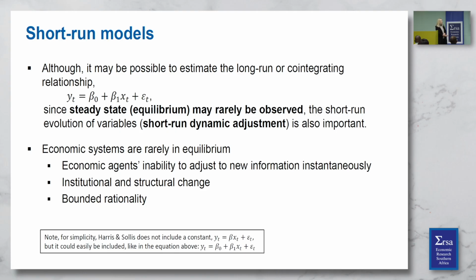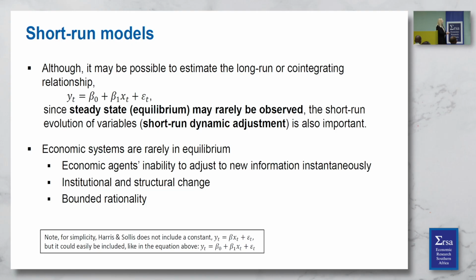Institutional and structural change, that's something that we have to deal with and adjust to. And then even the concept like bounded rationality, that is where we take decisions at the time based on the knowledge that we have, but it's not an optimal solution. It's just based on the knowledge that we have. So there's bounds on our brain power, or I don't know how to put that.